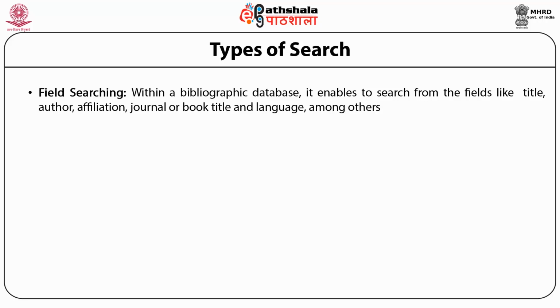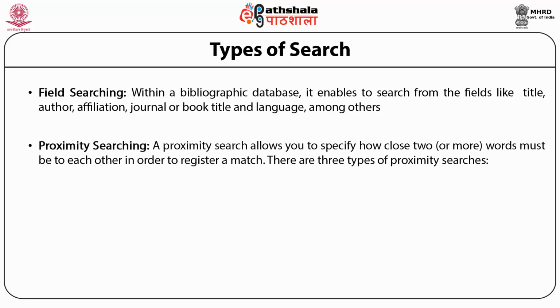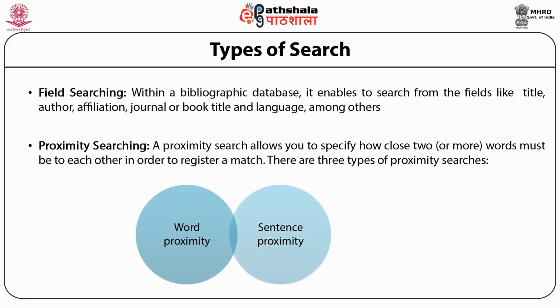The user can also focus a search through the use of the title, subject, or publication type such as journal articles. Now coming to the proximity search. A proximity search allows you to specify how close two or more words must be to each other in order to register a match. There are three types of proximity searches: word proximity, sentence proximity, and paragraph proximity.